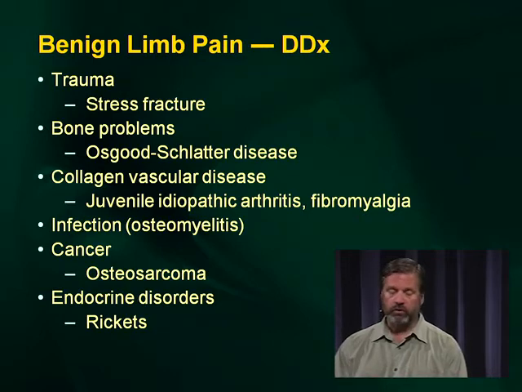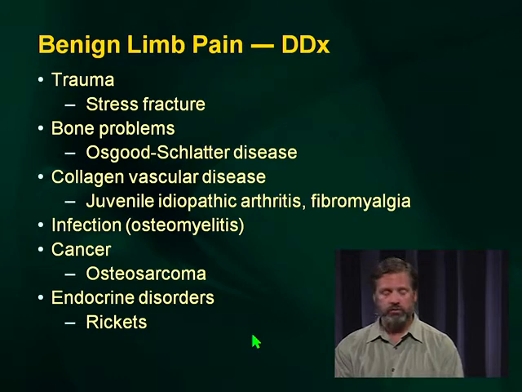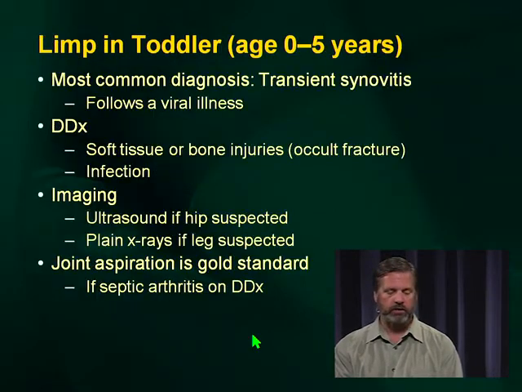Differential diagnosis, there are lots of things that can do it, but the fact is that it's usually none of these things. But a stress fracture, especially in an athlete, so if you're looking at a kid who's really active, or Osgood-Schlatter's disease, which we're going to talk about a little bit later, JIA, fibromyalgia, there are some other things that can do it, osteosarcoma or rickets, but these are very uncommon compared to benign limb pain.